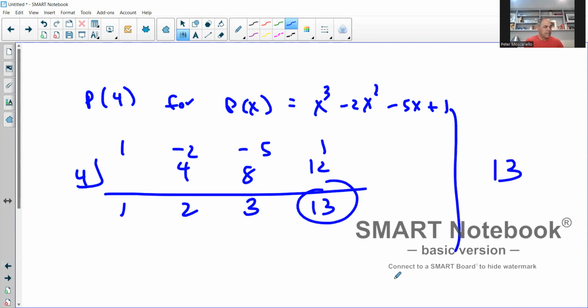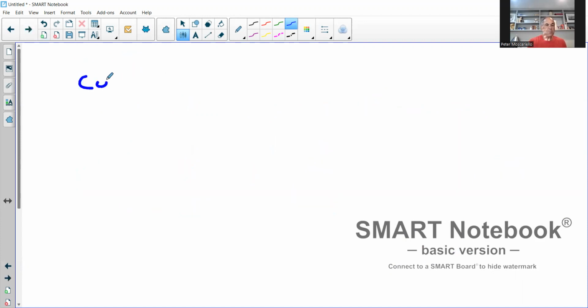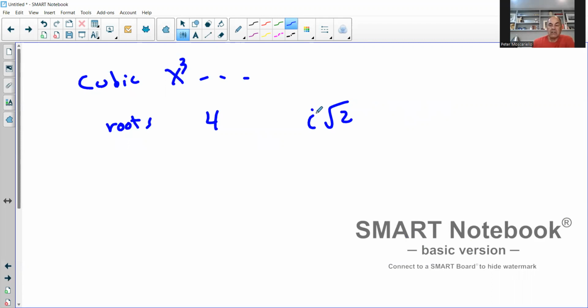That's it. Okay, number 9 is, I think, one of the trickier ones in the test. Write a cubic equation. That's an x cubed equation where two of the roots are 4 and i root 2. All right, we learned that anytime you have an imaginary root, they always work in pairs.